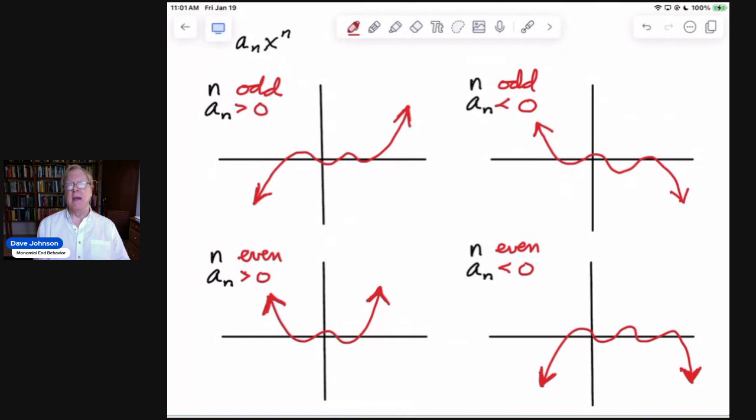I believe that this information is useful not only to college algebra students, but also to pre-calculus and calculus students, because you're always going to be running into polynomials, and it's very beneficial to know what those polynomials look like. So I hope this has been helpful.